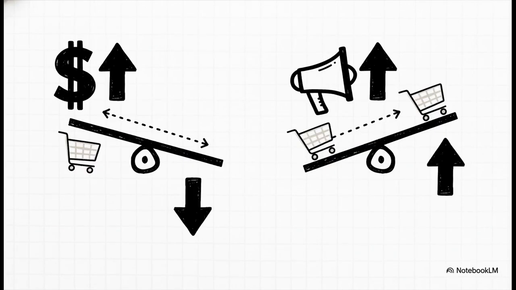Well, that -835 next to price means that for every single dollar we increase the price, we can expect sales to drop by about 835 units. And the 0.59 next to advertising tells us that for every dollar we spend on ads, we can expect to sell about 0.6 more units. See, this isn't just numbers on a page. This is actionable intelligence you can use to run your business.